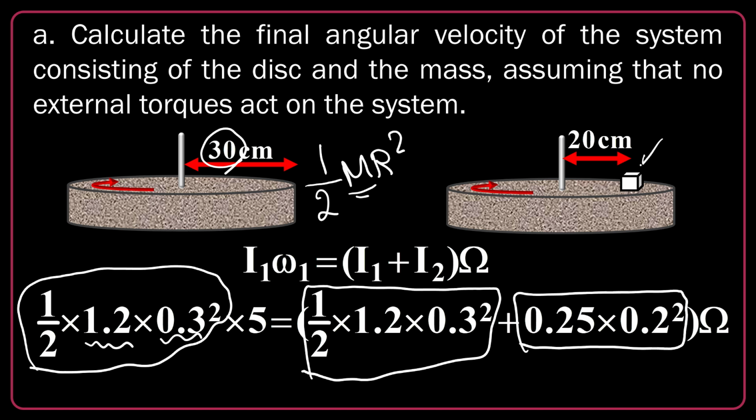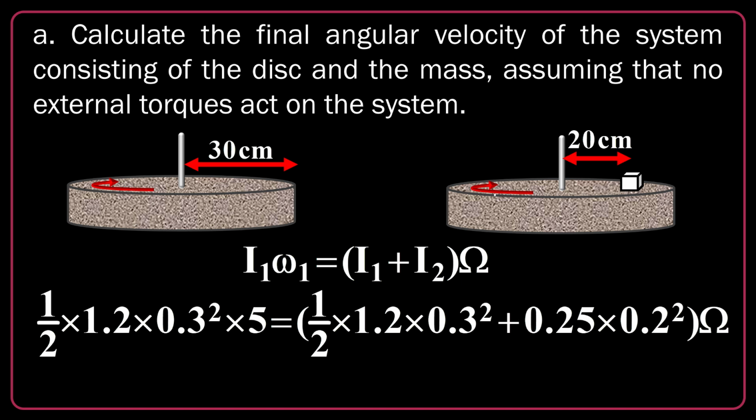This small mass has a very negligible size, so we consider that as a point mass. For a point mass, you know that I is equal to mr squared. M is the mass, this 0.25 kilogram, and R is the distance, 0.2 meter to the center. That's all. Then you can find the final omega to be 4.2 radians per second. We used conservation of angular momentum.